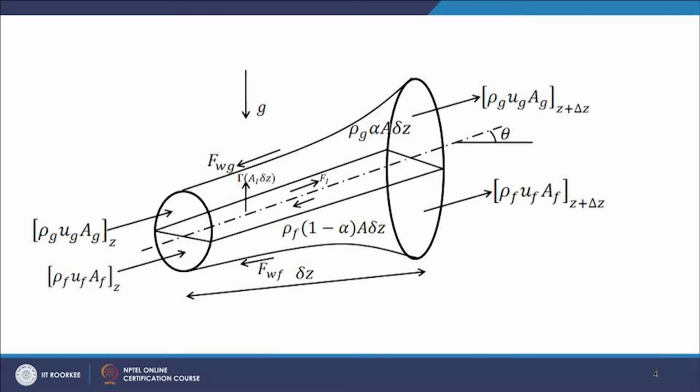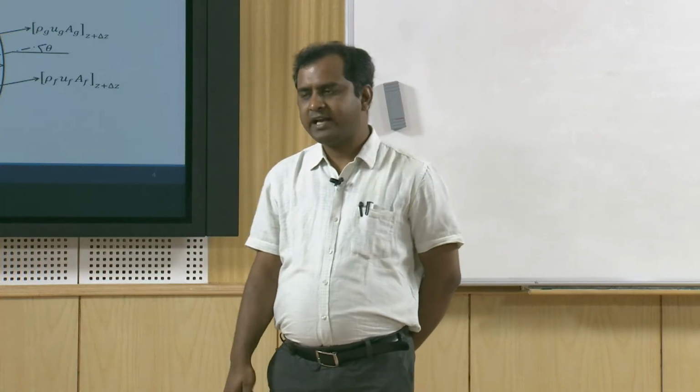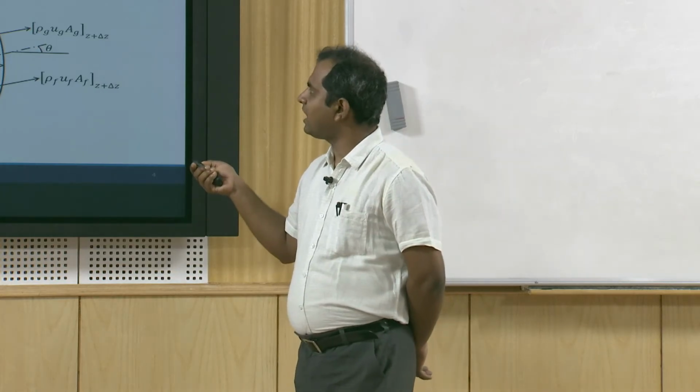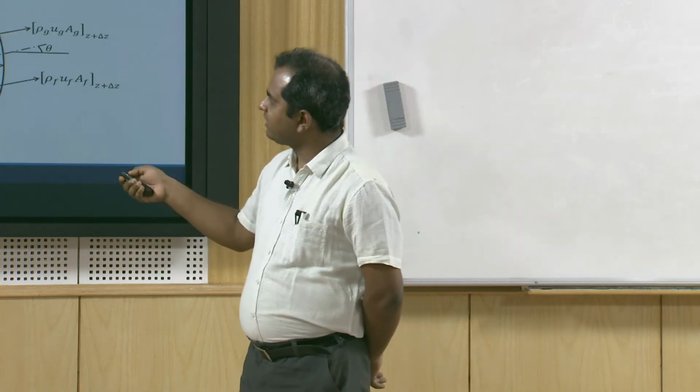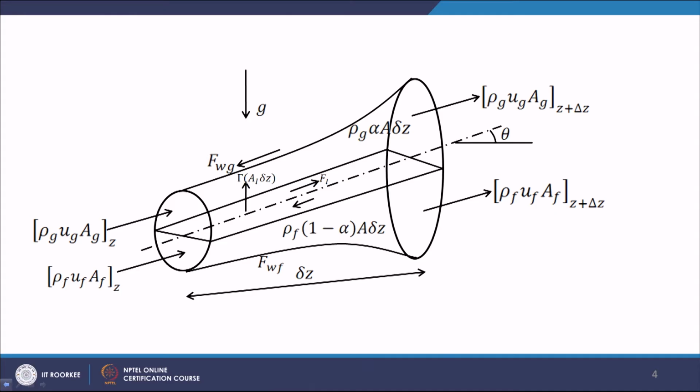To make it generalized, we have considered that the pipeline is making an angle theta with the horizontal direction. Apart from that, as we have gravity in the downward direction, we have mass rho g alpha a delta z for the gas inside the pipeline, and rho f into 1 minus alpha a into delta z for the liquid in the downward side of the pipeline.